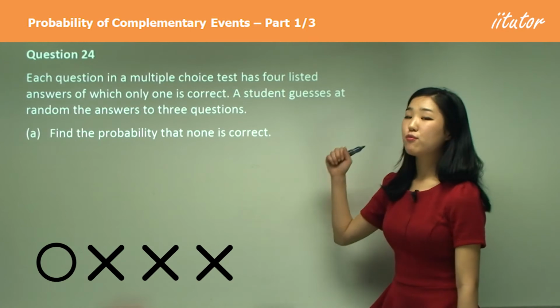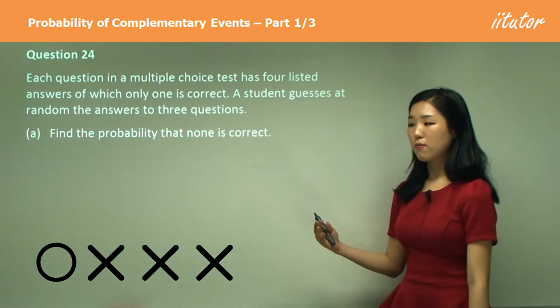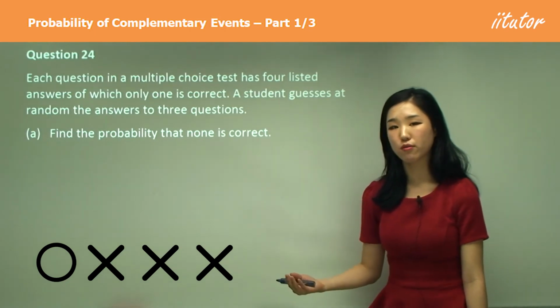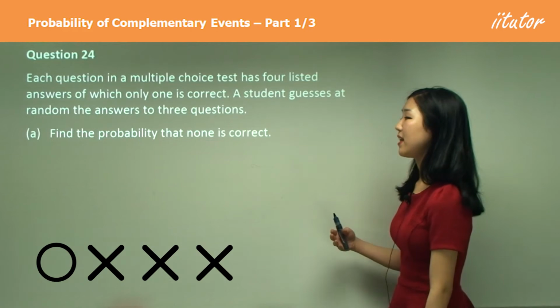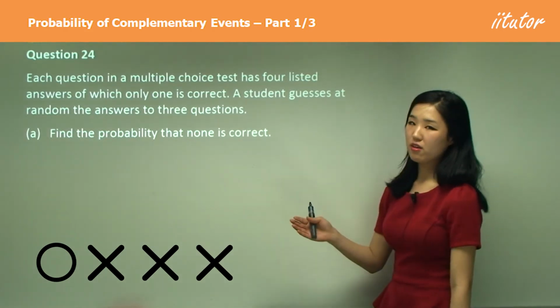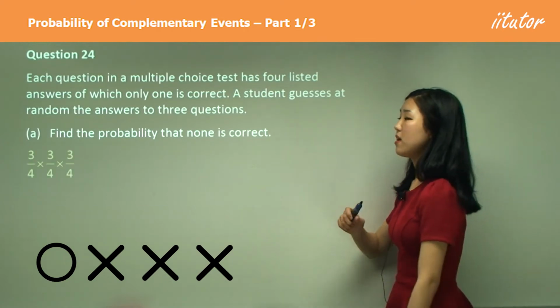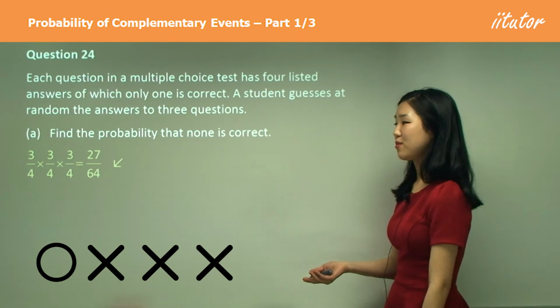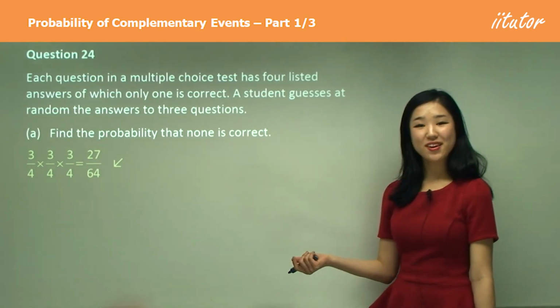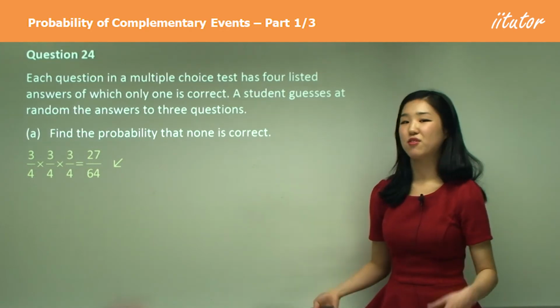Now 1 out of 4 is the probability that he'll get it correct. So the remaining probability, which is 1 minus 1 over 4, which is 3 out of 4, is the probability that he will not get it correct. It's wrong. So if he wants all 3 to be wrong, it's going to be 3 out of 4 times 3 out of 4 times 3 out of 4, which is simply 27 over 64. So you get the idea? Getting correct and not correct, they're complementary events.